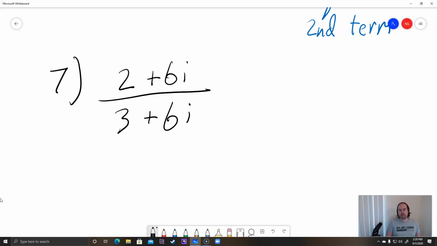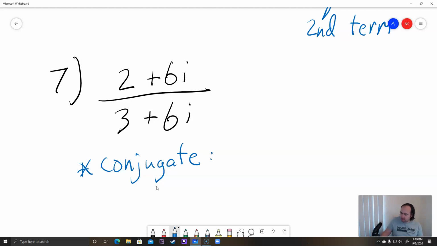Once again, because there's a division bar, they want us to divide. And what's the conjugate going to be here? Well, the conjugate of 3 plus 6i means that we just switch the sign of the second term. So instead of 3 plus 6i, we're going to have 3 minus 6i. Here the conjugate is 3 minus 6i.